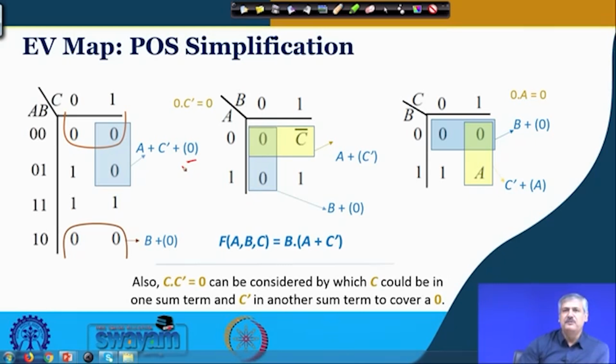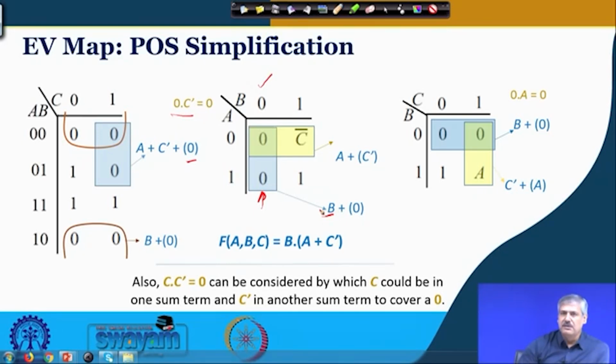For the corresponding POS simplification, earlier we considered 1 as 1 plus C or 1 plus C prime, or C plus C prime. Here, 0 can be considered as 0 and C prime, 0 and C, or C C prime, and accordingly we can use it for forming a larger group if it is possible. In this case, these two zeros can be combined together, for which B is remaining constant with a value 0. B remaining constant with a value 0 means B uncomplemented will be coming as the sum term.